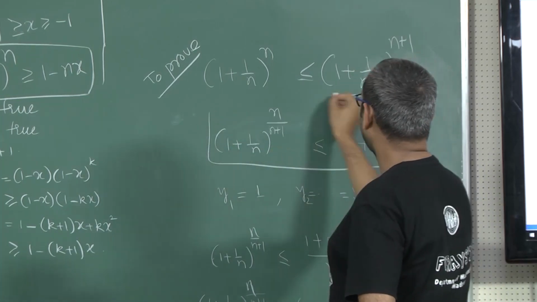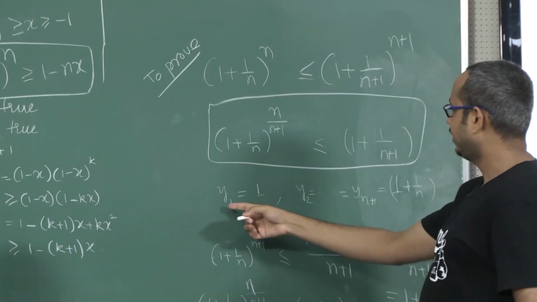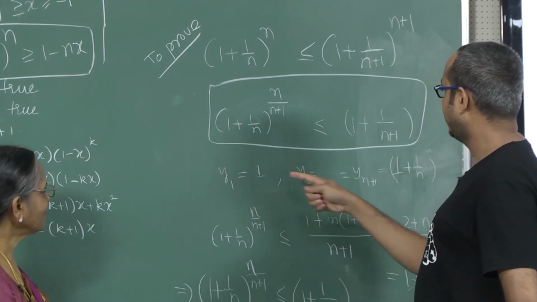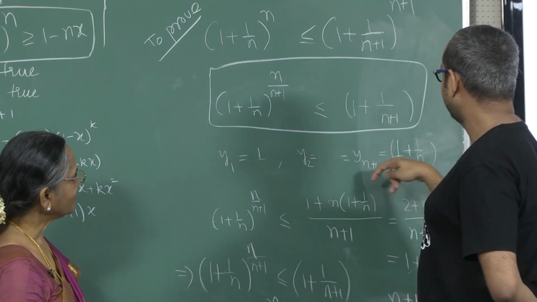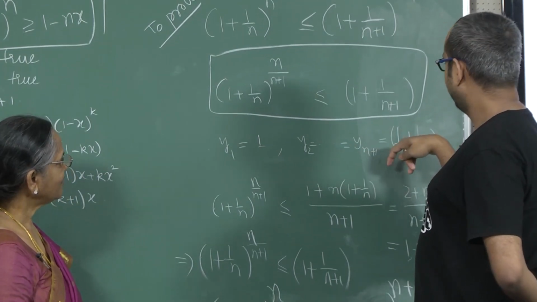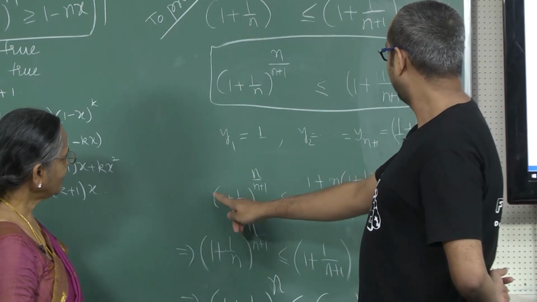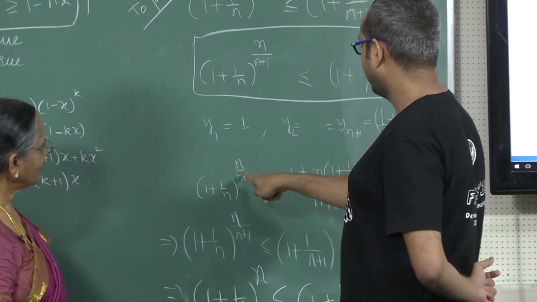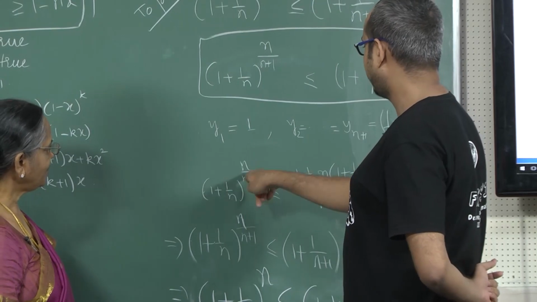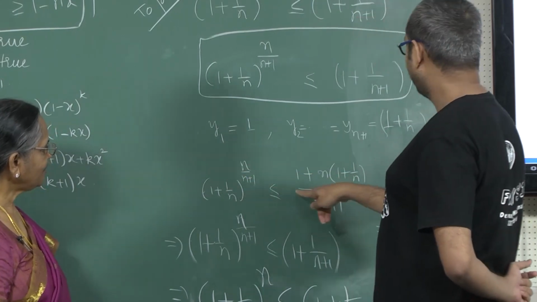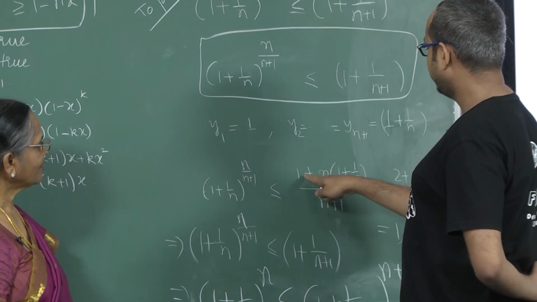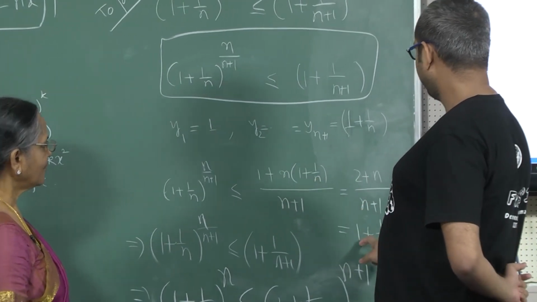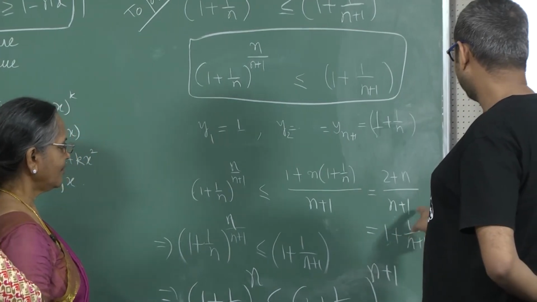Now I am taking n plus 1 terms, y1 as 1 and y2 to y(n plus 1) as 1 plus 1 by n. Then the GM will be 1 into this many terms, that is power n, whole power 1 by n plus 1. So it is power n by n plus 1. Less than or equal to the AM, which will be 1 plus n such terms, and this can be computed as 1 plus 1 by n plus 1.